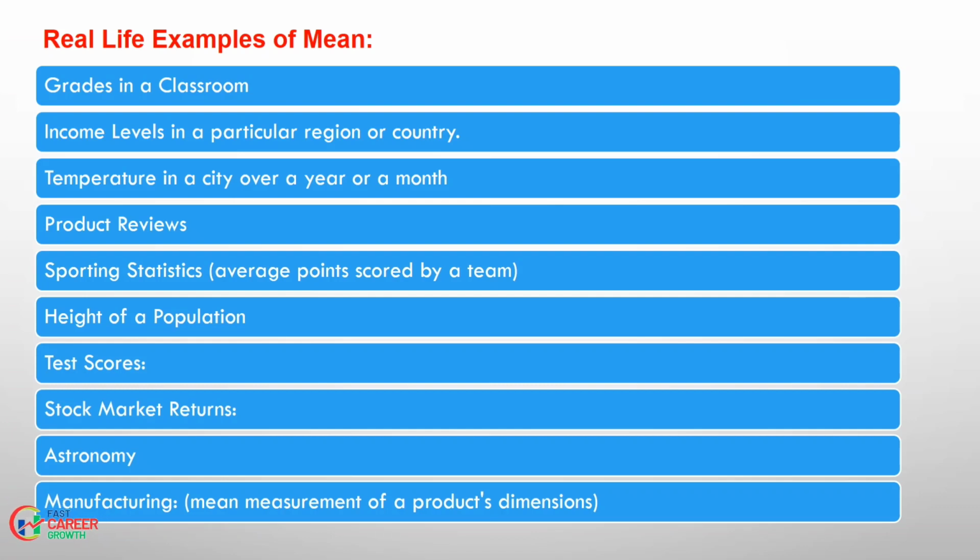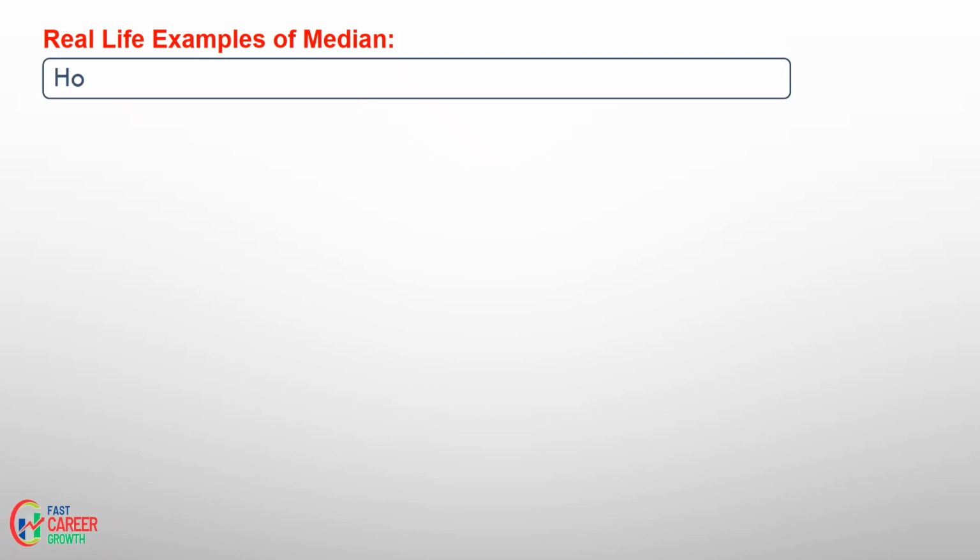Next is real-life examples of median. Here are some real-life examples of how the median is used in different contexts. Household income. The median income of a group of households is the income level at which exactly half of the households earn more and half earn less. It's often used to describe the typical earning of a population.